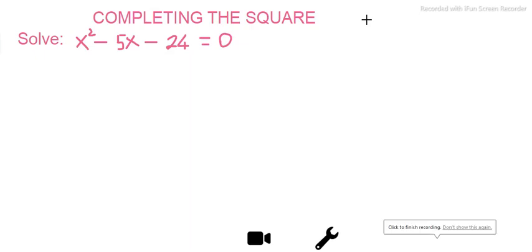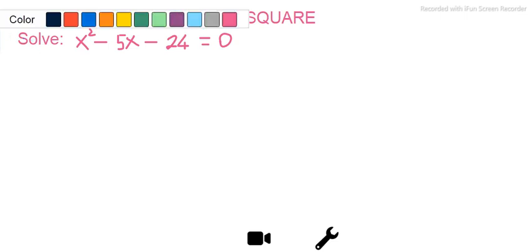In this video we'll be looking at completing the square. In the last two videos we discussed factorization and the quadratic formula. For the completing the square method, I will show you how to do that with this example that you can see on the board: x squared minus 5x minus 24 equals 0.